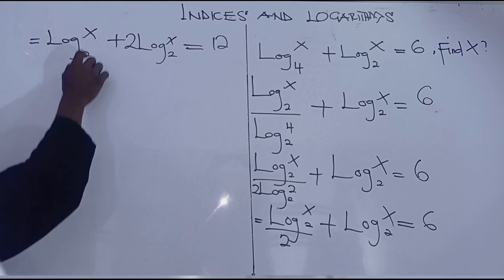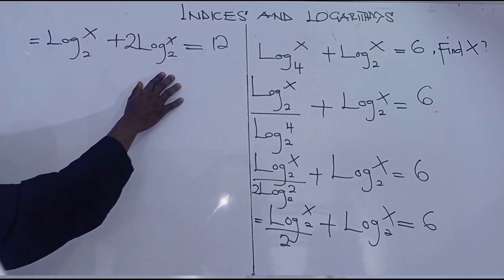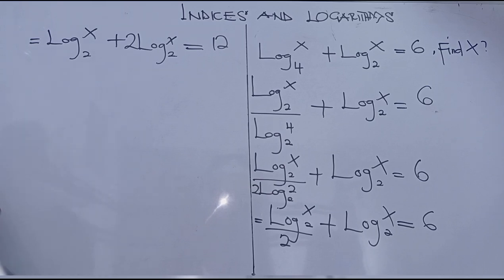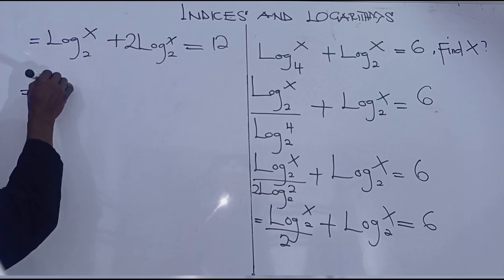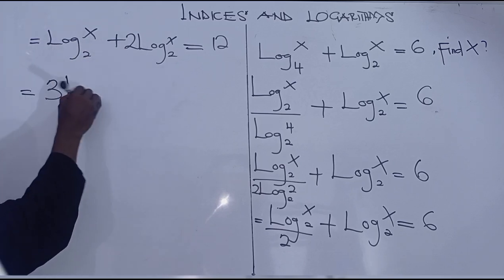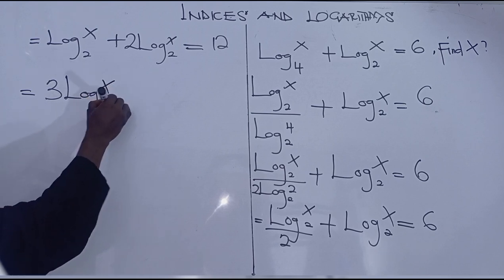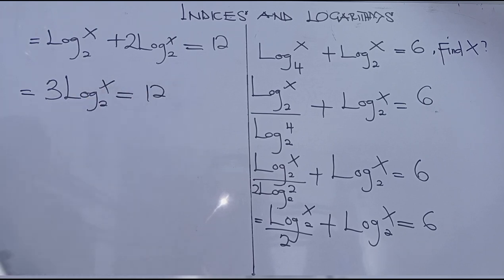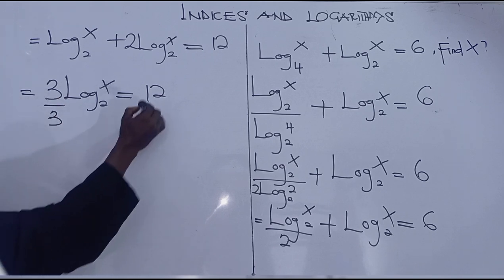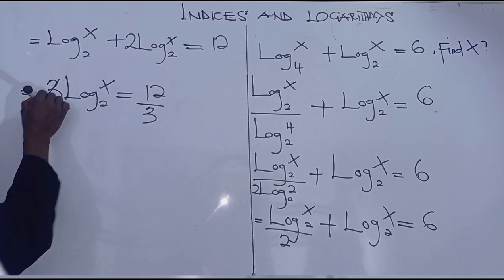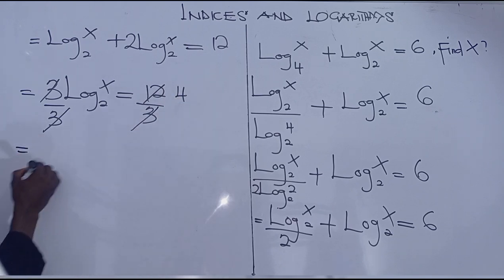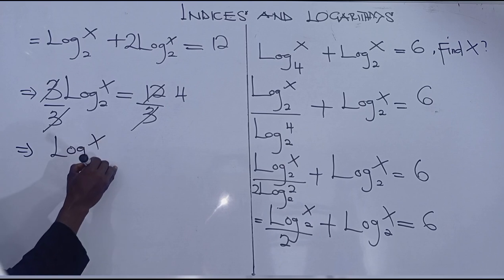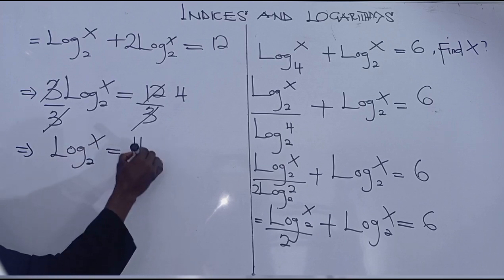Now we have log of x to the base of 2, log of x to the base of 2. We can add them since they are the same. So we have 1 in front, so 1 plus 2 gives us 3. And then we pick one of the logarithms. We have 3 log of x to the base of 2, and this is equal to 12. Now let's divide both sides of the equation by 3. This 3 will cancel this 3. 3 into 12, we have 4. So at the end, we have log of x to the base of 2 is equal to 4.